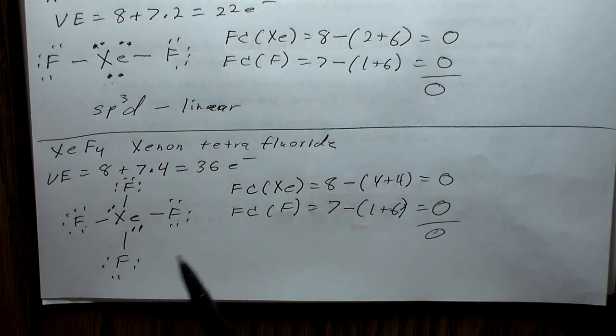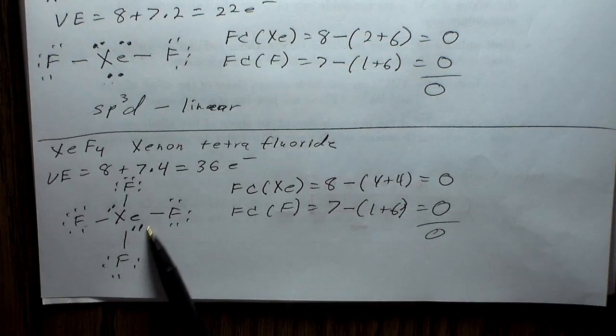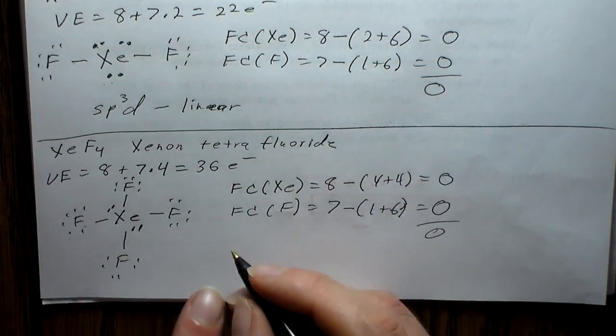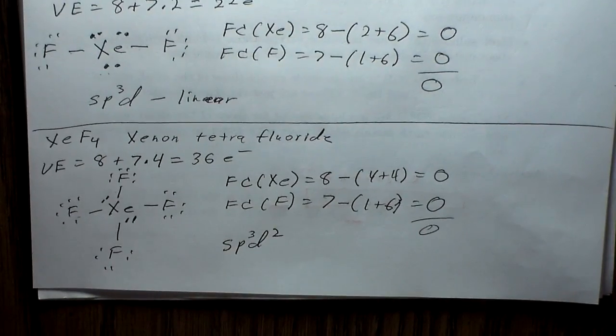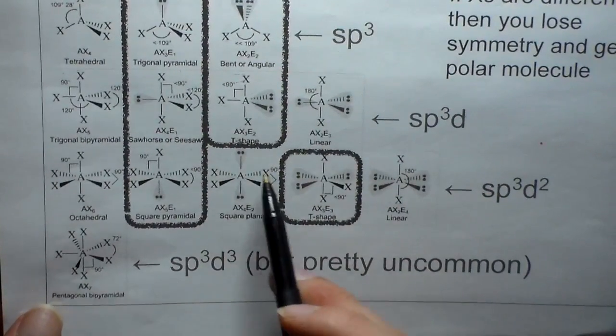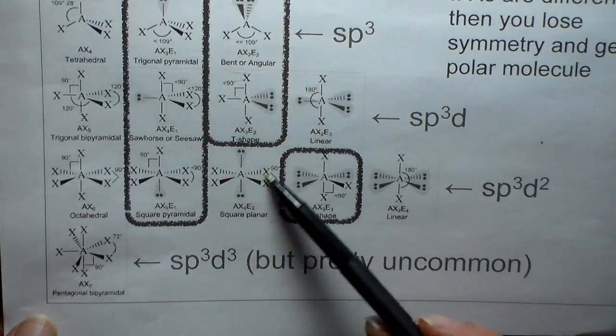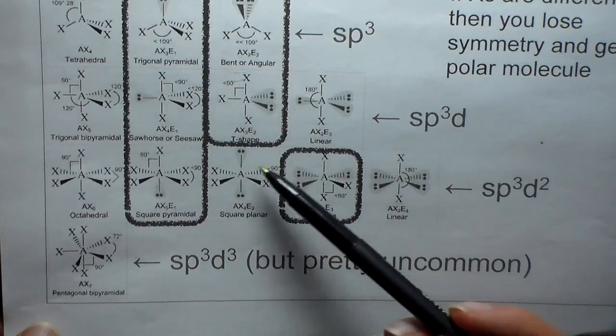As for the hybridization of the molecule, well, it's attached to 4 things, 2 lone pairs, so that's 6 things total. This is going to be an sp3d2. And the shape for this, you can see, is going to be the square planar. So I'm going to have the 4 fluorines arranged around the equator with the lone pairs above and below there.